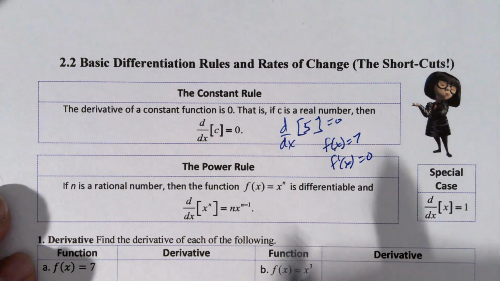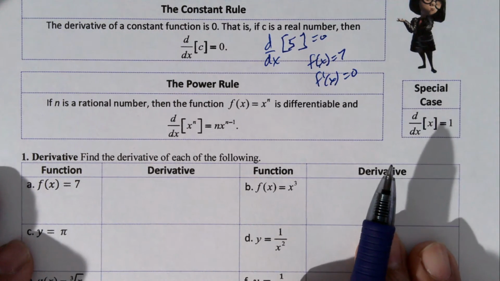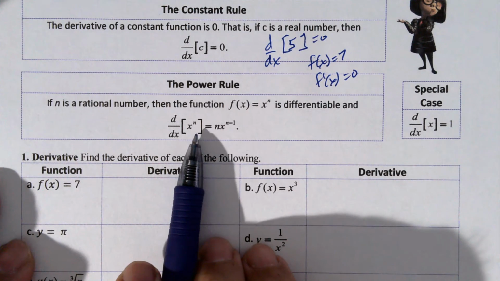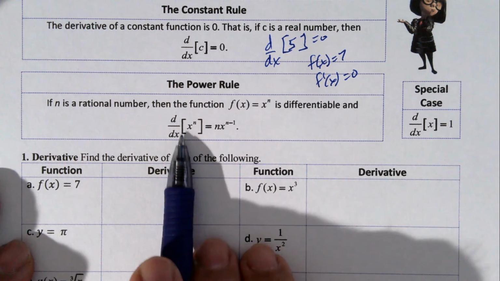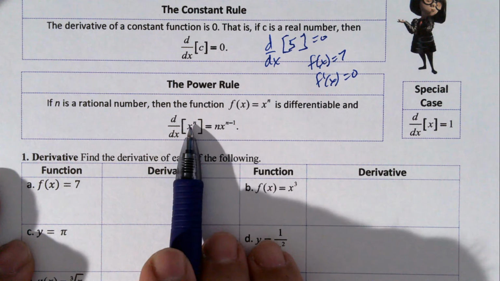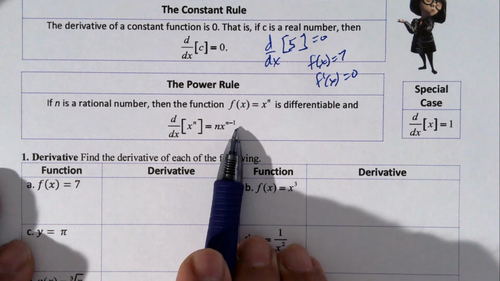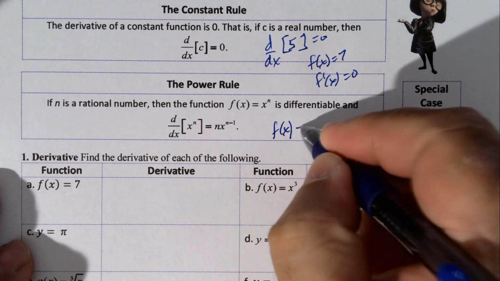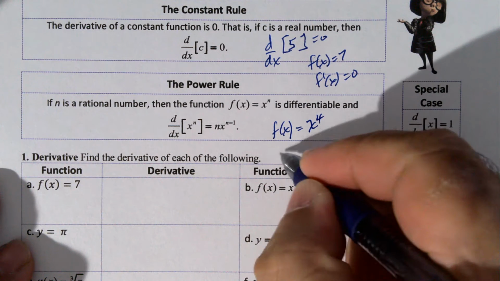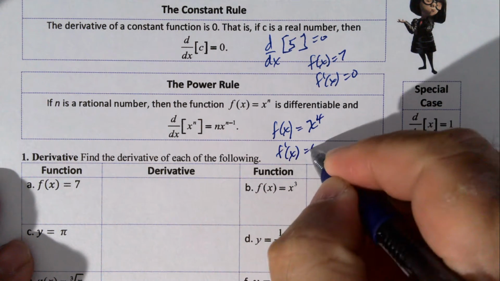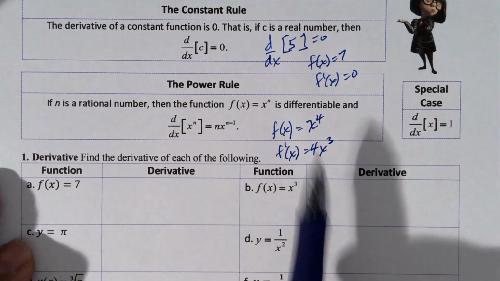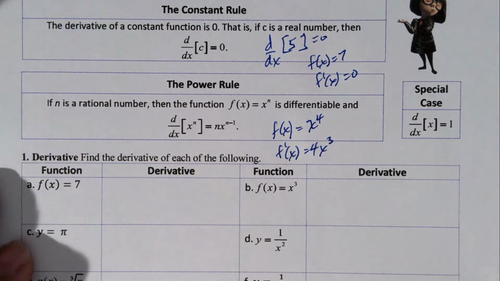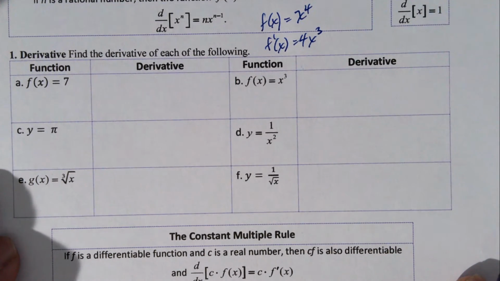All right. Next one is the power rule. Power rule is a very popular one. Notice the way it's written. If you want to take a derivative of x to the n, what you can do is bring down the exponent and subtract 1 from the exponent. For example, if I have a function that is x to the 4th, then the derivative would be 4x cubed. You bring down the exponent and then subtract 1 from the exponent. That's it. All right, let's go on to these examples.